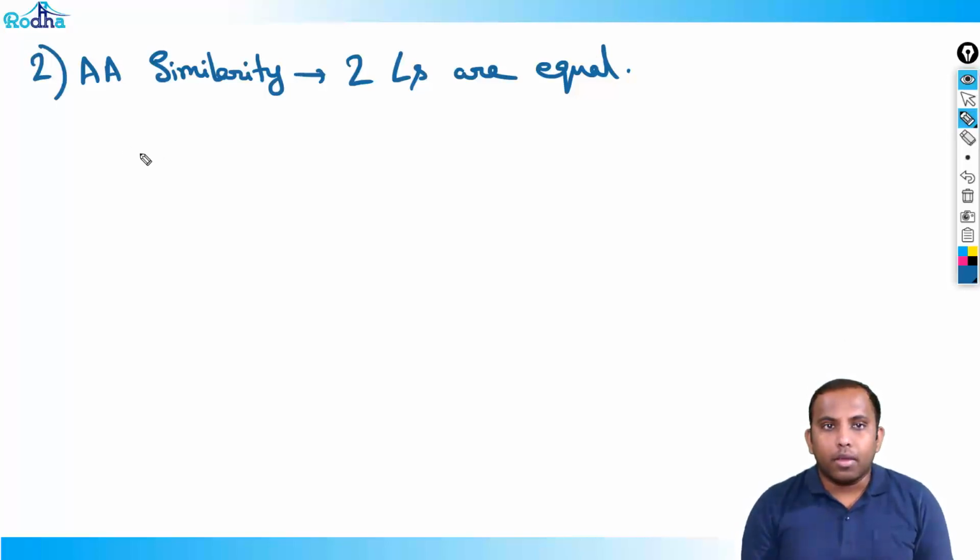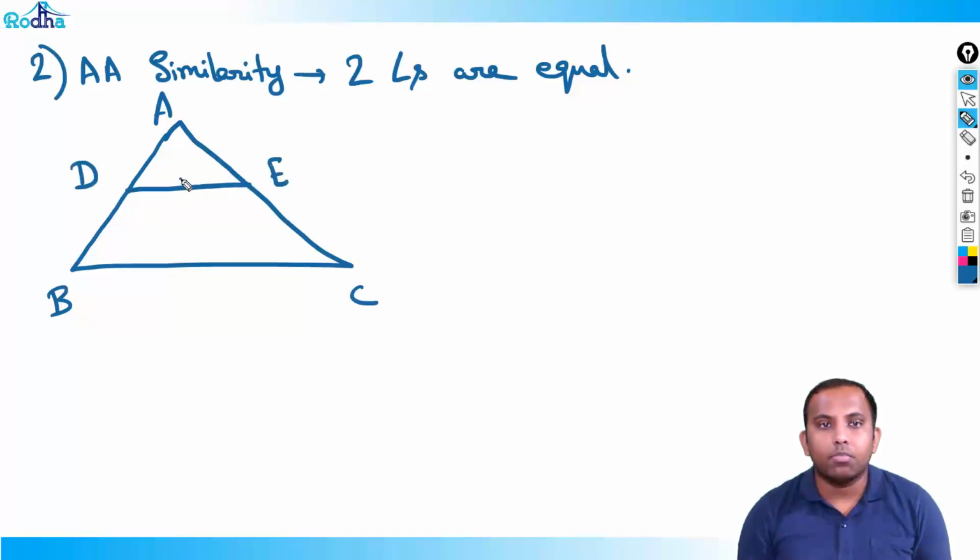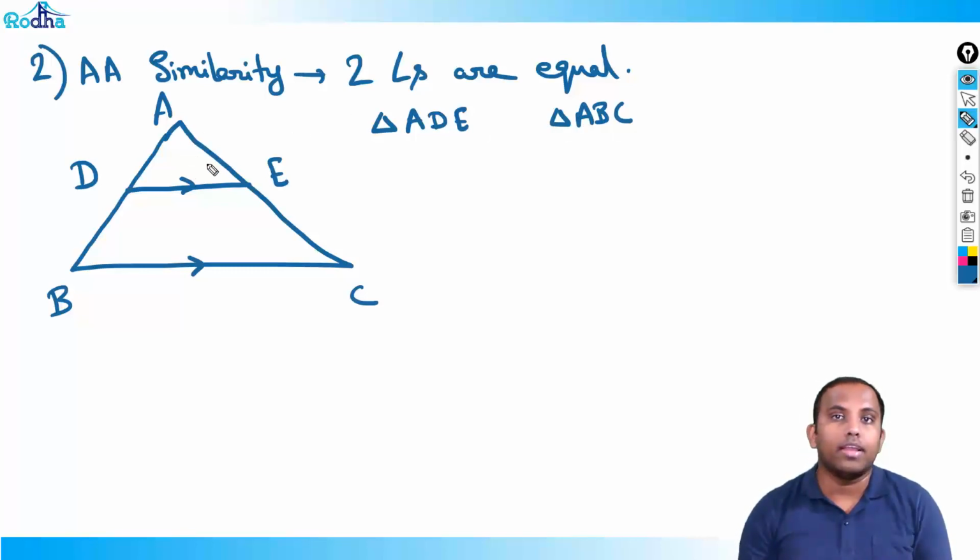Now let's take an example. I'm drawing a triangle ABC. And let's say I'm drawing a line here that is DE, and DE is parallel to BC. So there are two triangles, triangle ADE and triangle ABC. Now I can write triangle ADE is similar to triangle ABC. Why is it similar? Because of AA similarity.